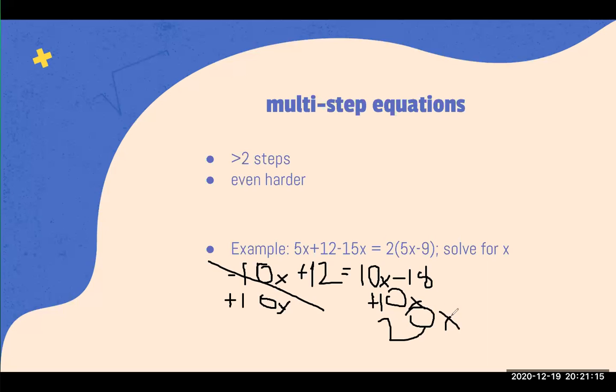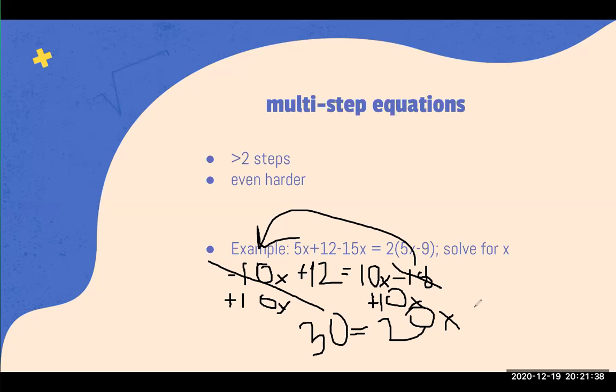Then this negative goes onto this side also by becoming positive 18, and this gets canceled. We add positive 18 to both sides. This gets canceled. 12 plus 18 is 30. So 30 equals 20x.